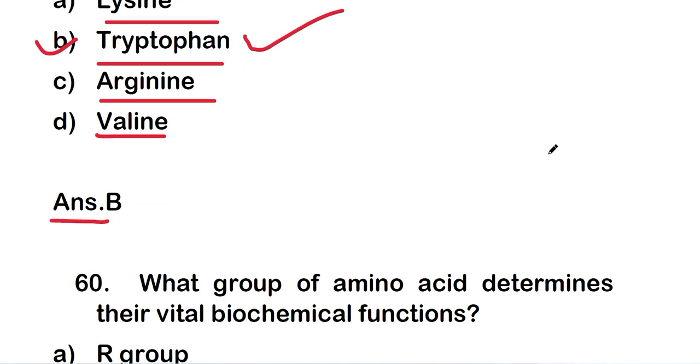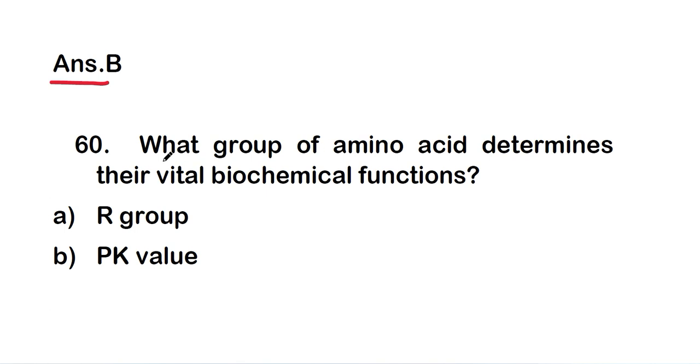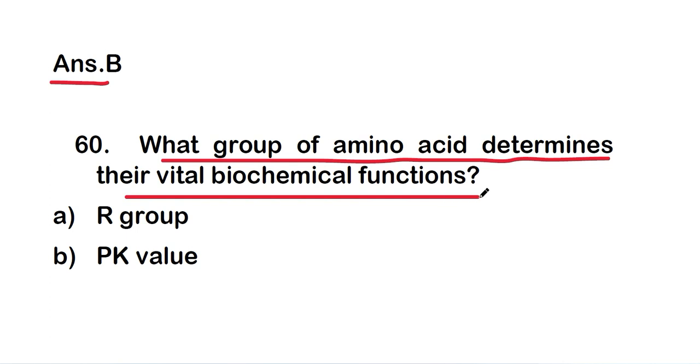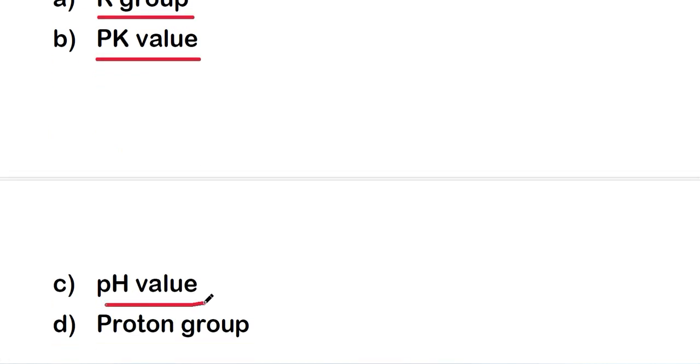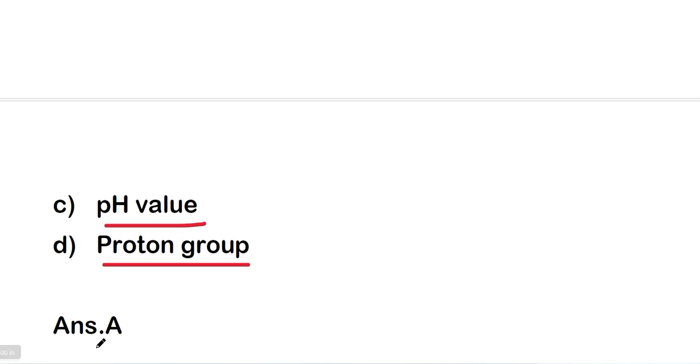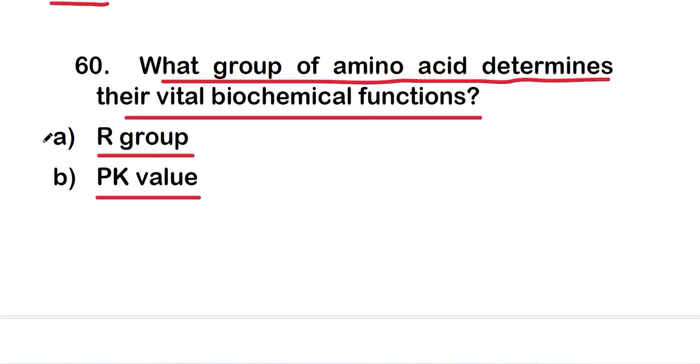Okay, so the last question of this video is what group of amino acid determines their vital biochemical functions? And the options are R group, pK group, or pH value, or proton group. And the right answer is option A, that is R group. So R group of amino acid determines their vital biochemical functions. Okay, so R groups of amino acids are different for every amino acid. So this is the reason.